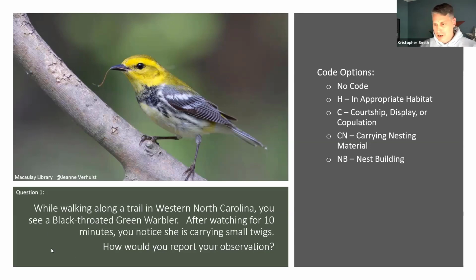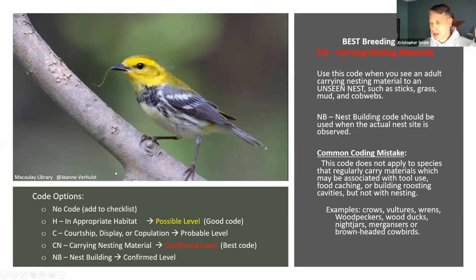So if we click on our next slide. So our codes, we had 2 that are a good situation. So you could potentially use H in the appropriate habitat. That is a possible code. It's a good code. It is correct. It is accurate. However, the best breeding code is going to be CN, which is carrying nesting materials.